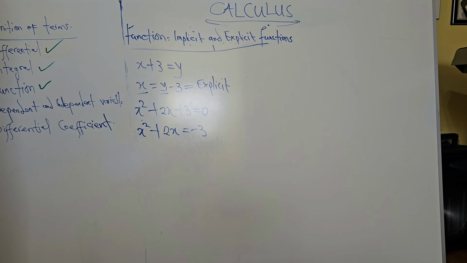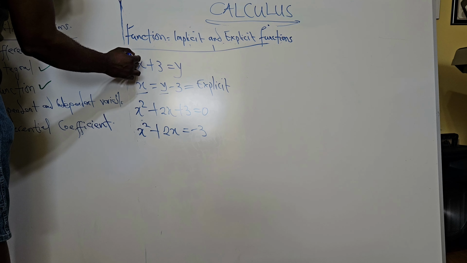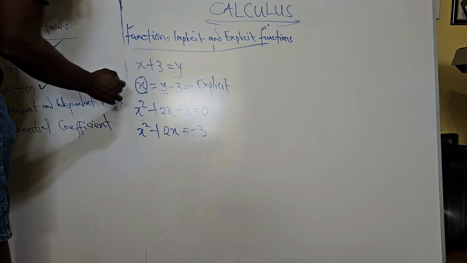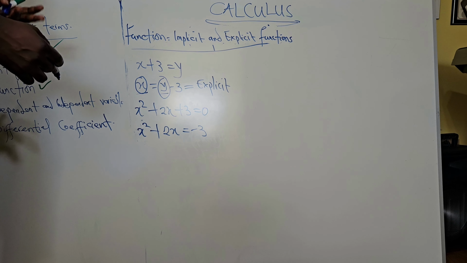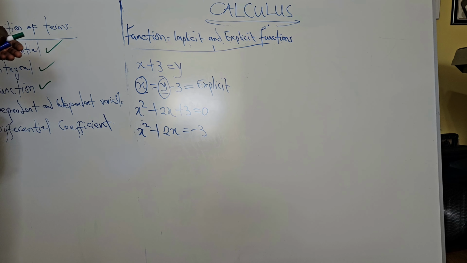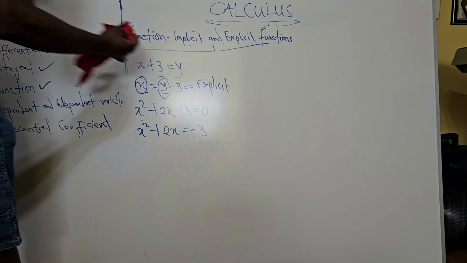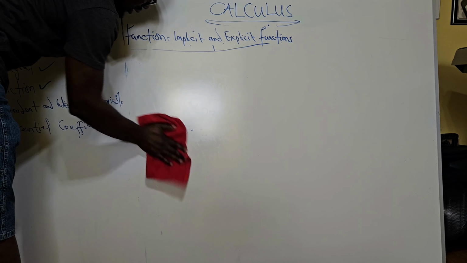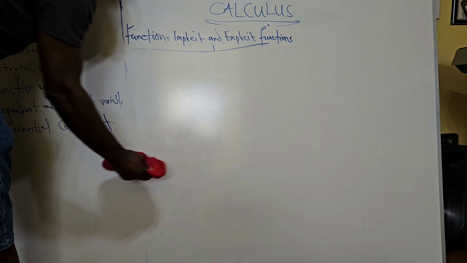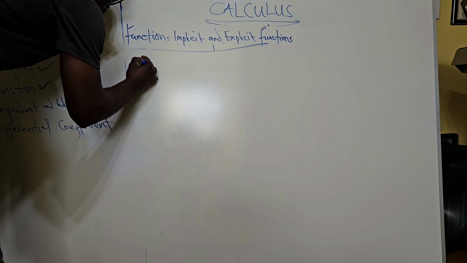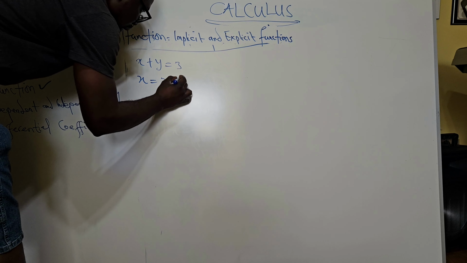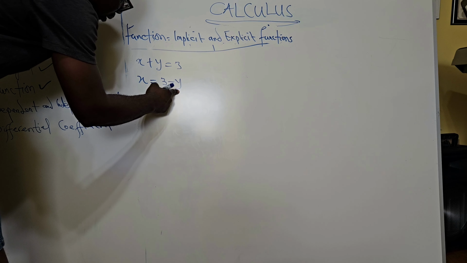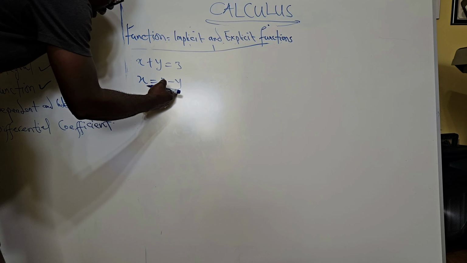Now we're going to go to dependent and independent variables. This one right here is the dependent variable and this is the independent variable. The dependent variable is the variable that we're looking for, the one we're trying to find the answer for. It is also the variable whose value depends on another variable. Take the same example, x plus y is equal to 3, and then we say x is equal to 3 minus y. So x is dependent, y is independent, because depending on the value of y, we know what x is.